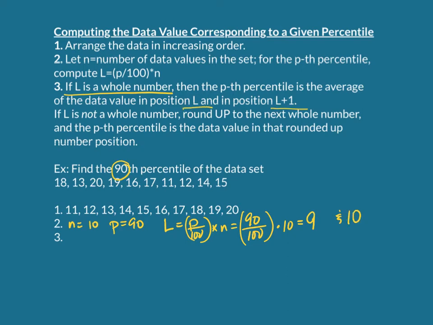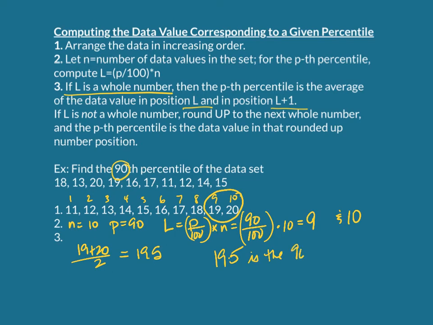and the next one up, 10th position. So we're going to look for the 9th and 10th values in the set in order. 1, 2, 3, 4, 5, 6, 7, 8, 9, and 10. We take those 2 values and find their average, which is 19.5. So 19.5 is the 90th percentile. Okay. So that's if we're given the percentile and asked to find the value in the set.